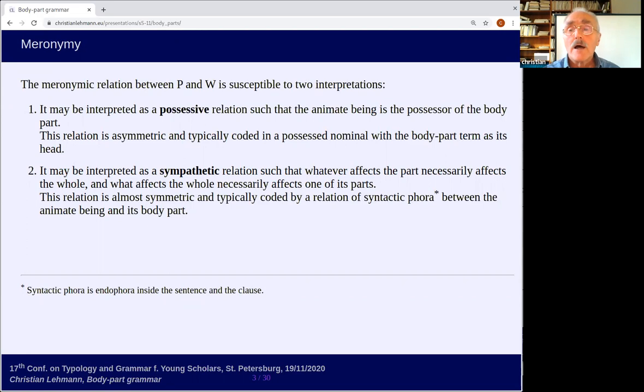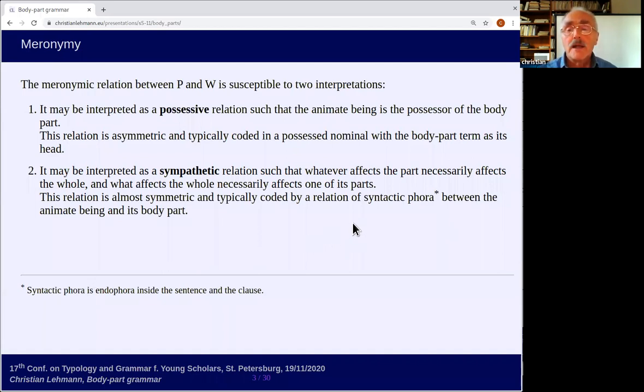A meronymy is a hierarchy based on the part-whole relation. The meronymic relation of body parts is susceptible to two interpretations. First, it may be interpreted as a possessive relation, such that the animate being is the possessor of the body part. This relation is asymmetric and typically coded in a possessed nominal with the body part term as its head. Second, it may be interpreted as a sympathetic relation, such that whatever affects the part necessarily affects the whole, and what affects the whole necessarily affects one of its parts. This relation is almost symmetric and typically coded by a relation of syntactic apposition between the animate being and its body part.